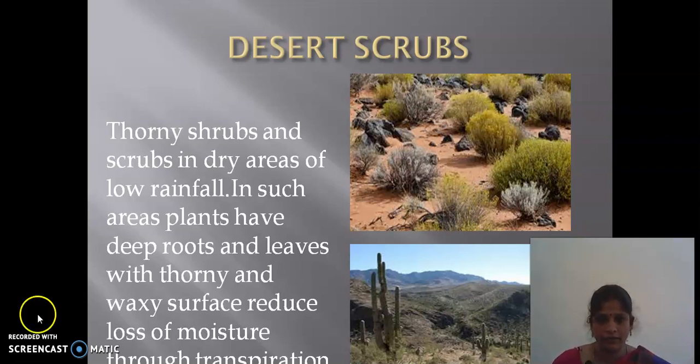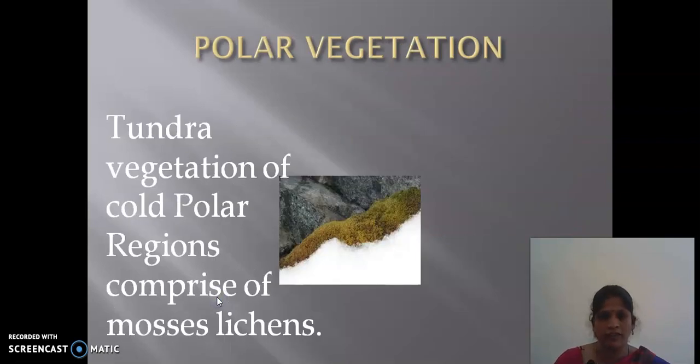The areas of polar vegetation. Tundra vegetation of cold polar regions comprises mosses and lichens. Here tundra means the place which has no trees, a treeless area, is called tundra. So without trees, what will grow there?